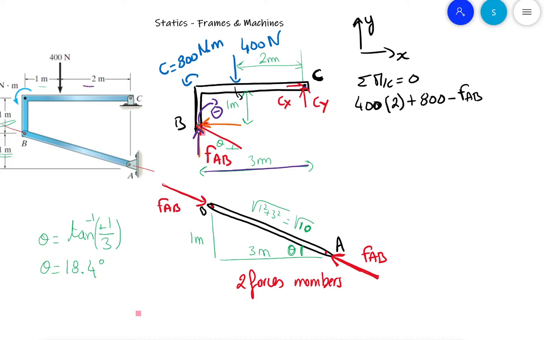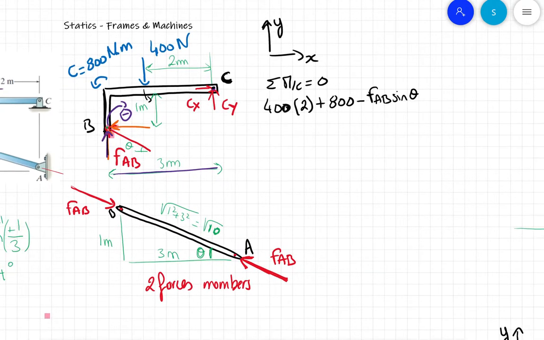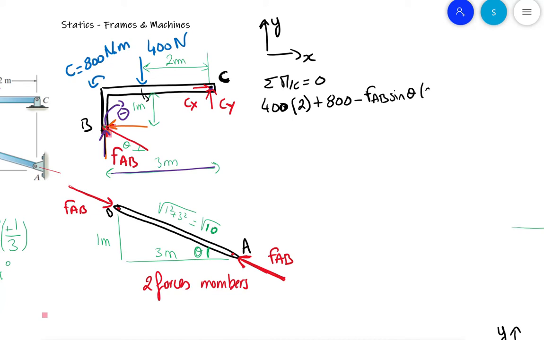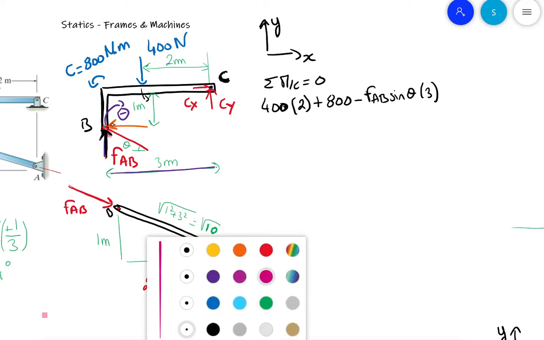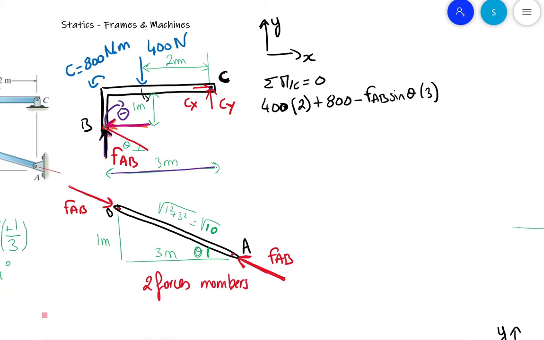FAB y, so FABy is FAB sine theta times the 3 meters. The vertical component is FAB times the opposite side of the theta, so sine theta, times the horizontal distance that is 3. And now this horizontal component of the force needs to be multiplied by the vertical distance of 1, and it's also going in the negative direction.